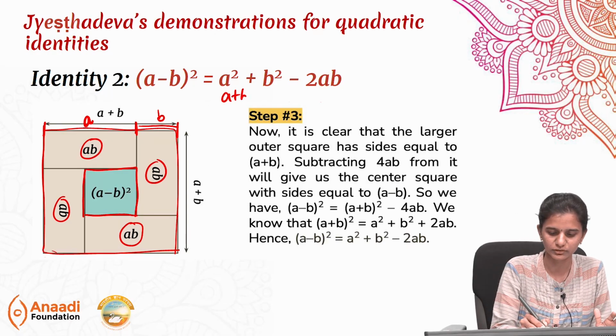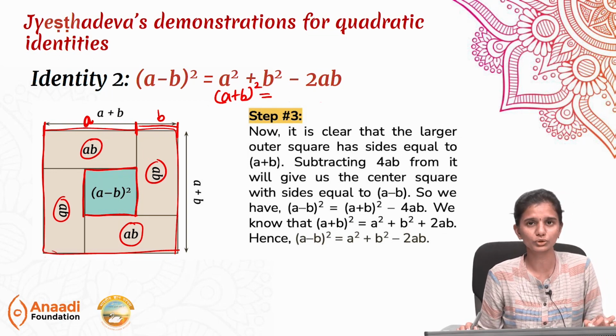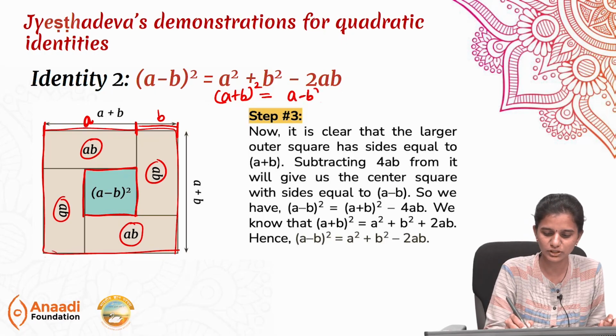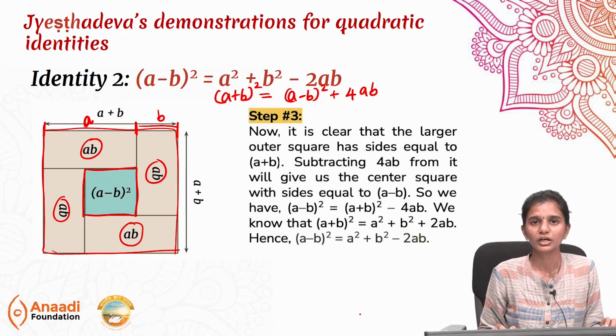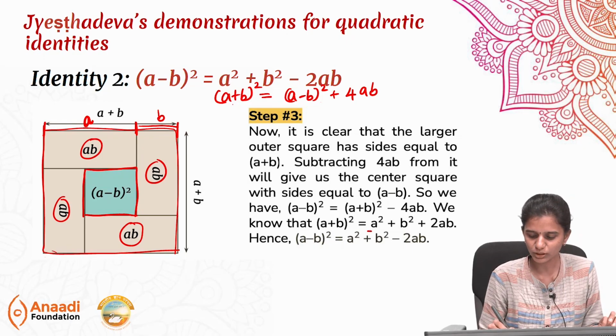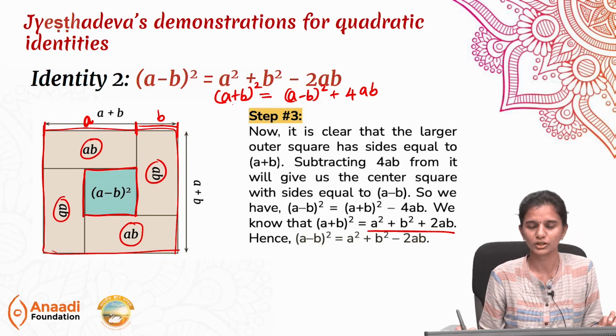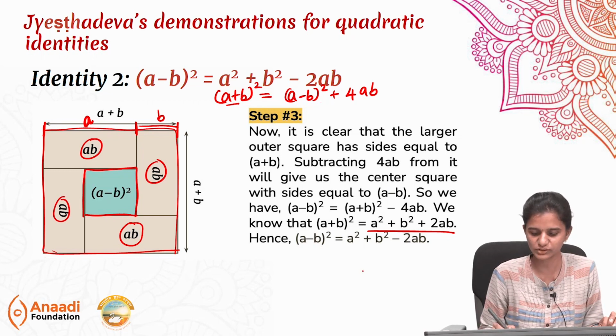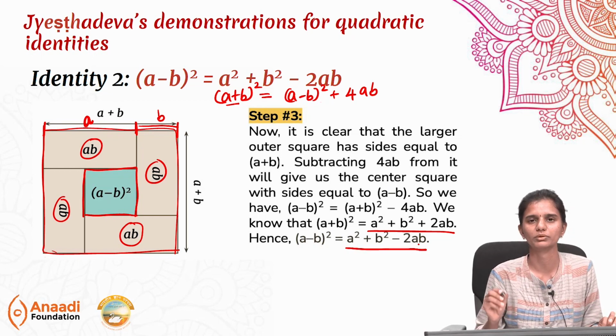So, let us write it here. That would be equal to the sum of all the areas that is inside the square, right? So, that is A minus B the whole square plus 4AB. We already know the formula for A plus B the whole square, that is A square plus B square plus 2AB. Now, if we substitute this into this, then we get the value for A minus B the whole square, that is A square plus B square minus 2AB.